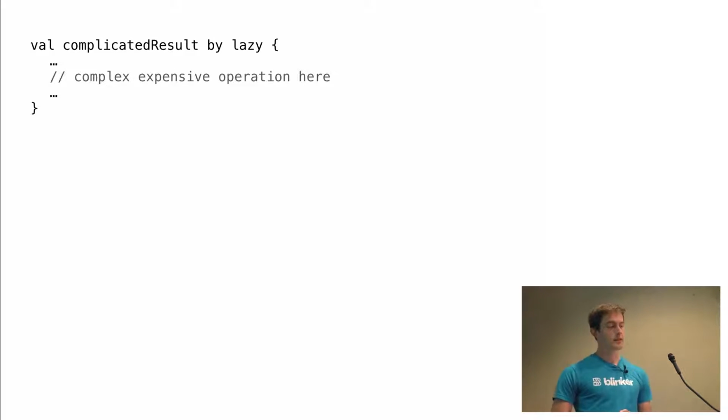There's also lazy initialization. If you have a really expensive operation that you want to move to a later part, you don't want it to initialize right when all your views are initializing and slow down the screen. You can put all your complex initialization code inside of this lazy block, and it won't be run until that value is accessed for the first time.